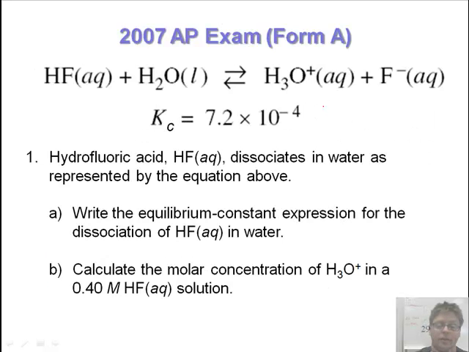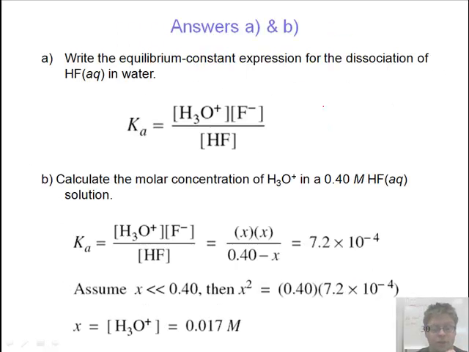Here's a sample AP exam question. Hydrofluoric acid dissociated in water, equilibrium constant expression, and then molar concentration of H3O in this molarity. The first step we do is our equilibrium expression, okay, and then we plug in the values here, assuming x is much, much less than 0.40, and we've got x squared over 0.40. Rearrange it, x squared equals 0.40 times the value, x is equal to 0.017 molarity.